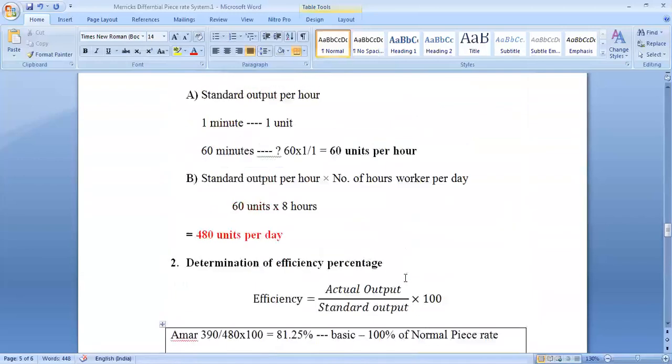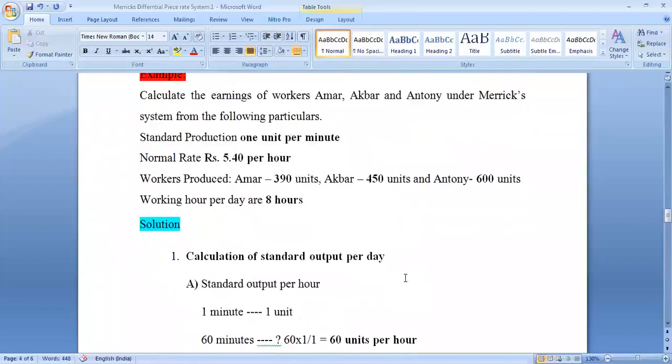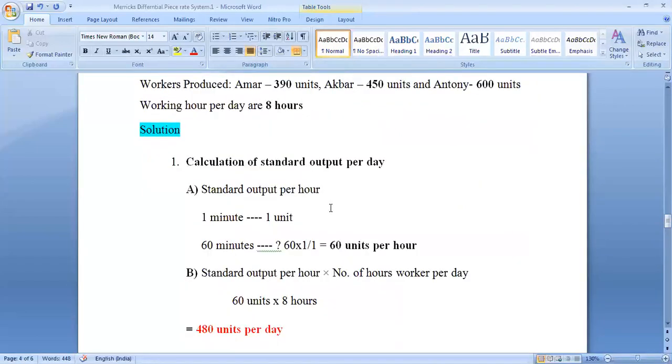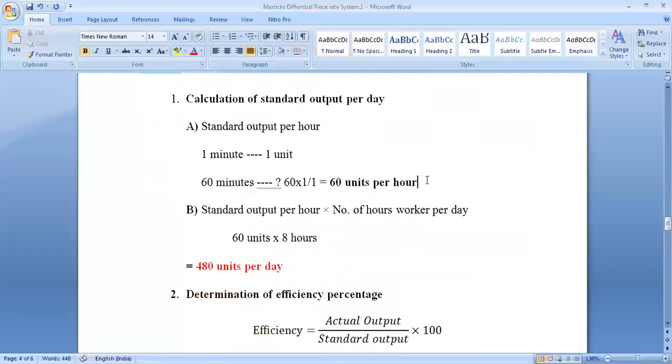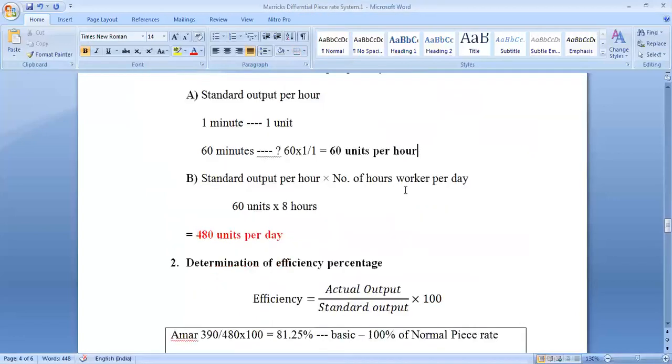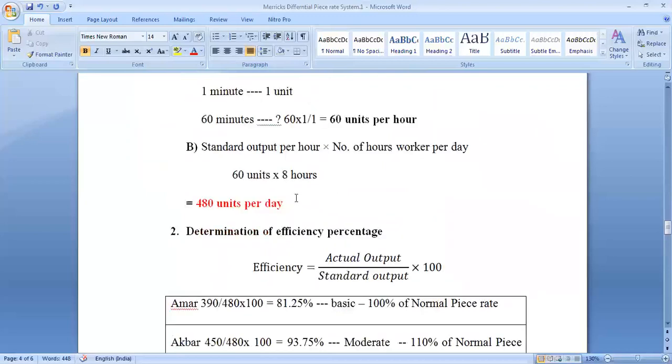Let's do a quick recap of this problem. So this is the question given: 1 unit per minute, normal rate 5.4 per hour, Amar 390, Akbar 450 and Anthony 600 producing in an 8 hour day. So first we have to calculate stage 1, step 1, calculation of standard output per day. 1 minute 1 unit, so 60 units will be produced per hour. If you convert per hour into day, that will become 480 units per day, standard production.